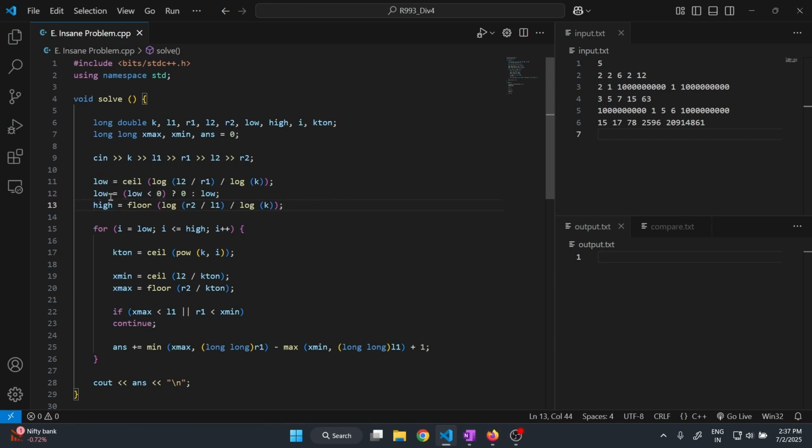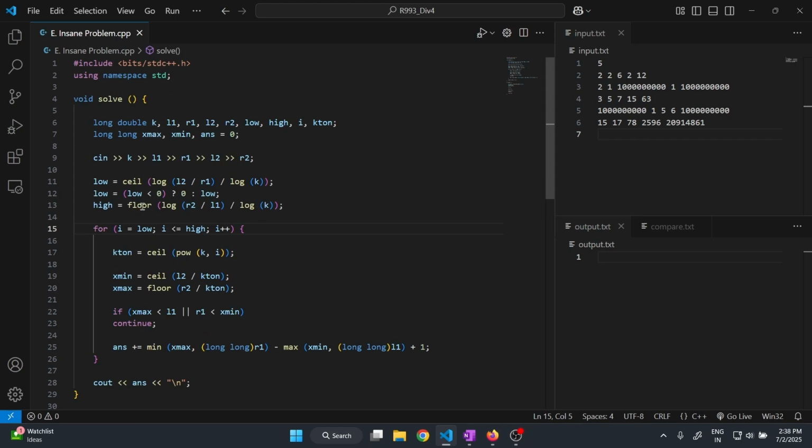And I have just put a check here that if my low is less than 0, then just make it 0, otherwise keep it as it is, because in the question itself it has been said that n is a non-negative integer, so it can be 0, 1, 2, 3 and so on, right? So I have put this check here, and yeah, so I iterated from low to high value. So these are the values of n. Okay, and it's an important thing that this loop is for the values of n. And then I calculated k to the power n.